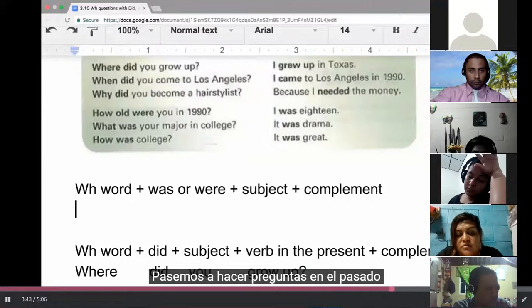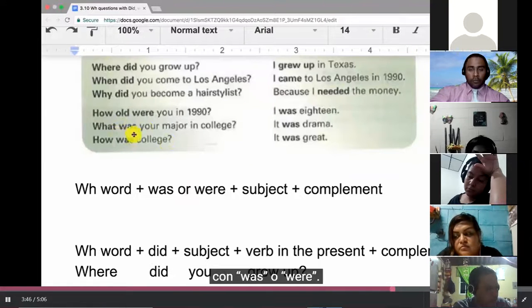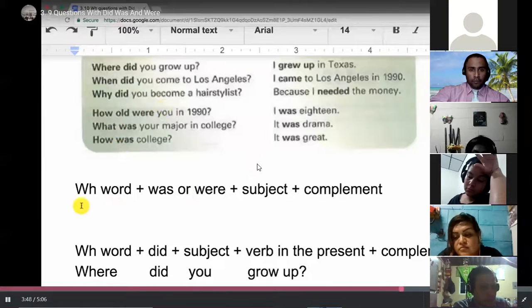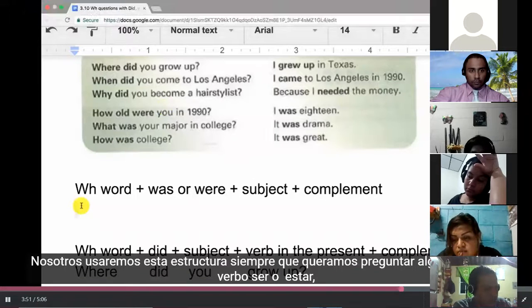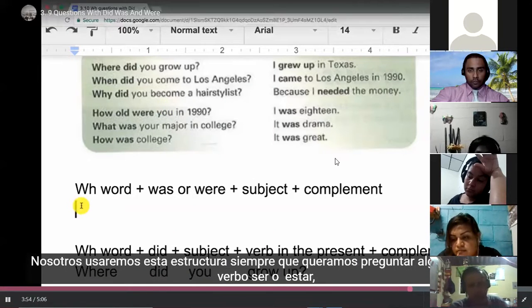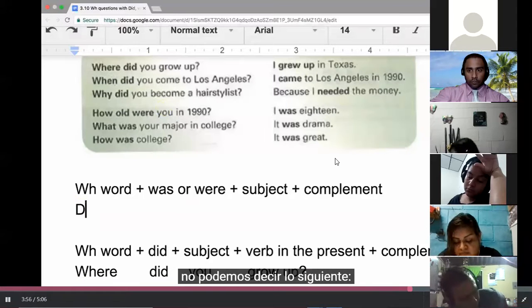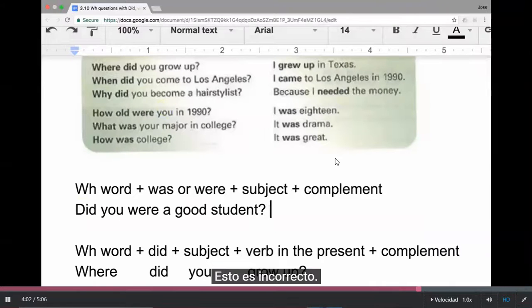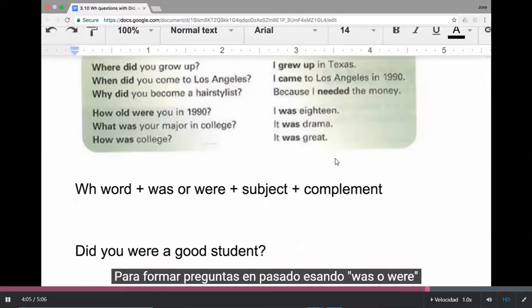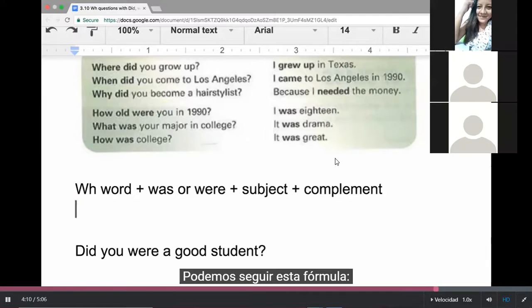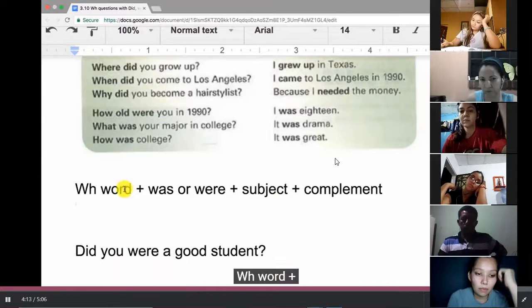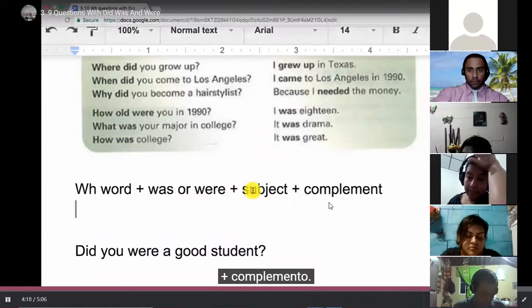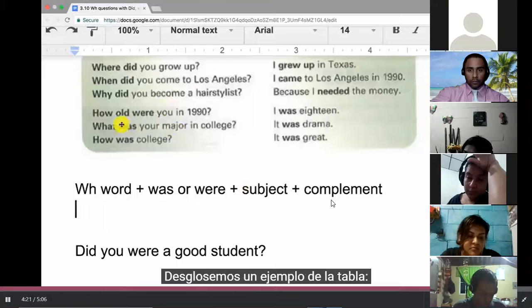Let's move on to asking questions in the past tense with was or were. We will use this structure whenever we want to ask something using the verb to be. We can't say the following: did you were a good student? This is incorrect. To form questions in the past using was or were, we can follow this formula: WH word plus was or were plus the subject plus a complement.